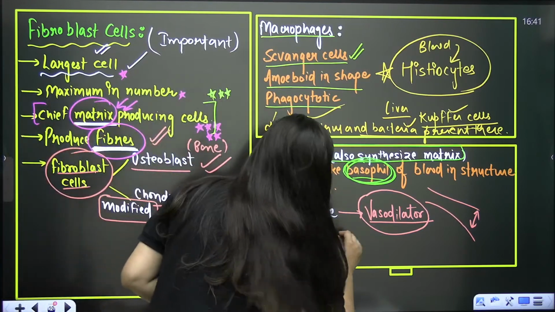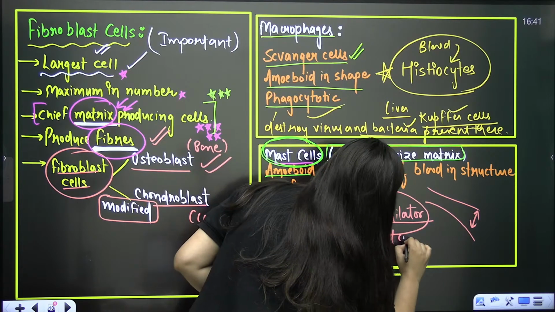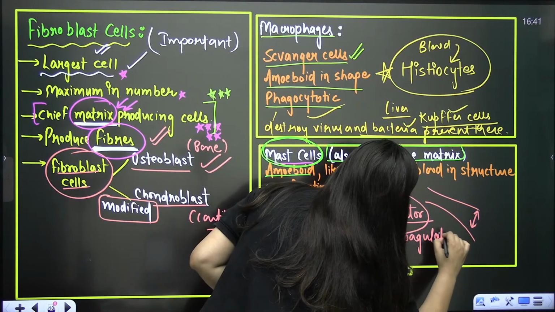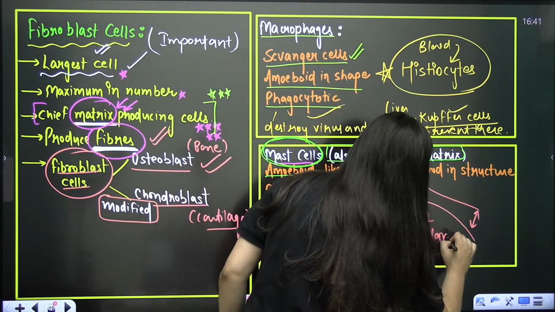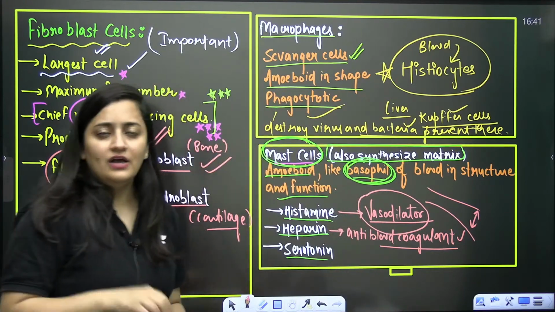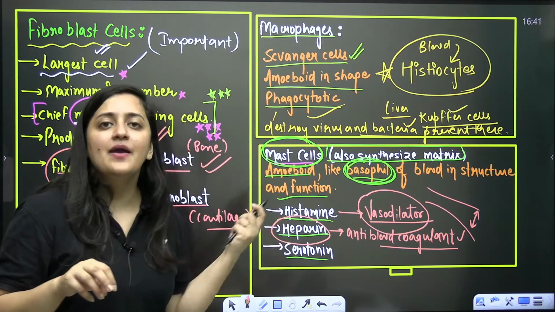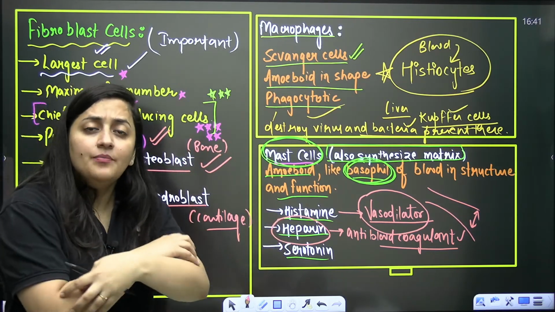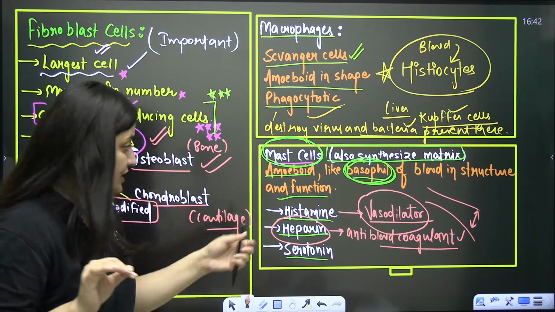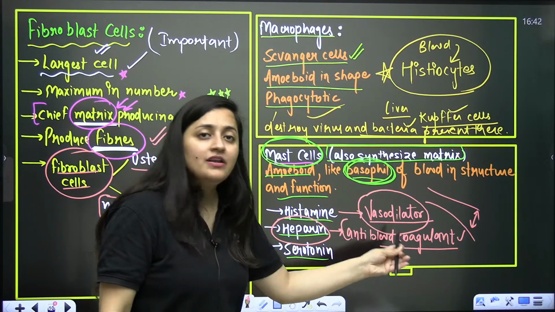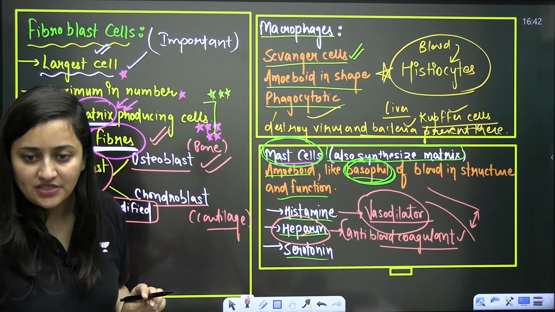Next is heparin. Heparin is a natural anti-blood coagulant. It will not allow the blood to get clotted or coagulated in intact blood vessels, the blood vessels which are totally fine, in which there is no injury. Blood will not get clotted there. Why? Because heparin is present.